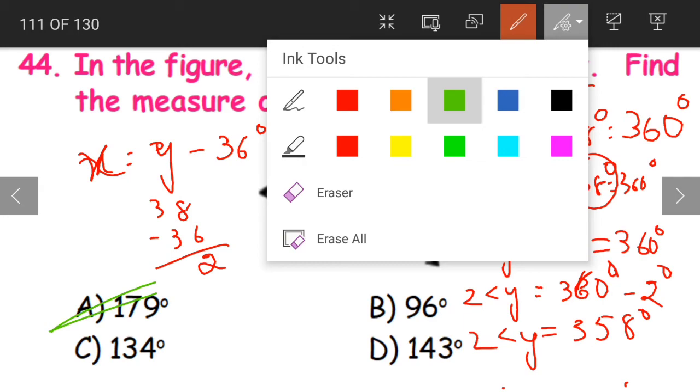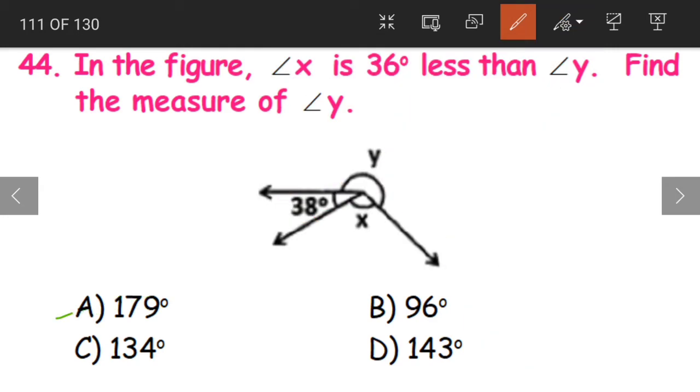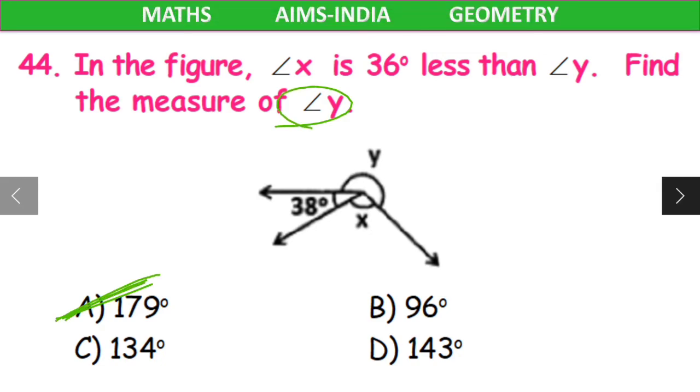Is this clear, children? You might find this a little bit difficult, but these are the type of questions that are asked for you in your Olympiad exam. So you have to understand the question properly and use logic to solve such type of questions. So the measure of angle y is 179 degrees.